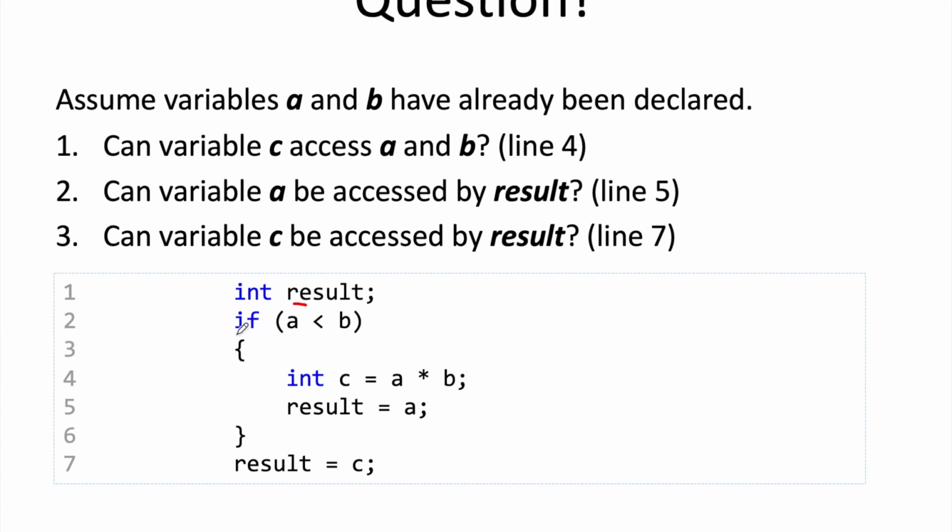The result is outside the block of code. The variable C is only inside this block of code. We can say that C is a local variable, and C exists only within this block of code. So you can see this line of code tries to access C. This one would cause an error.